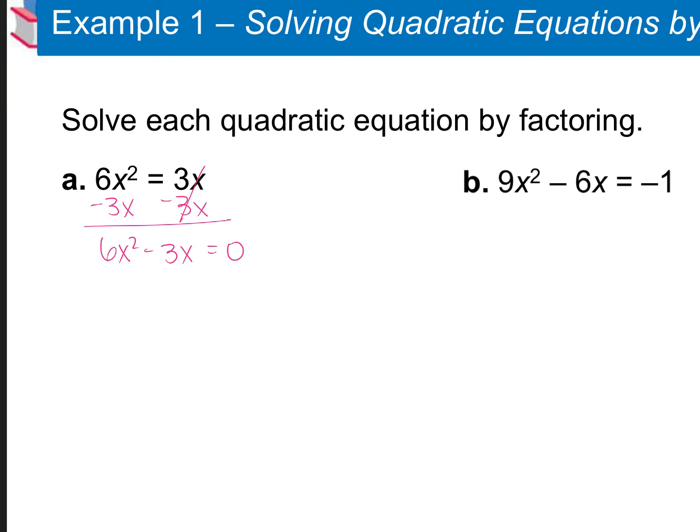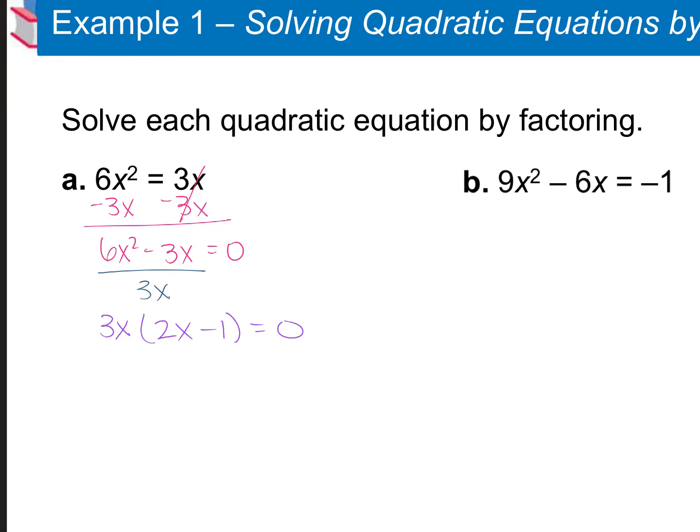Well, they have a greatest common factor. So you're going to look to see what their greatest common factor is and factor that out. Their greatest common factor is 3x, so we're going to factor out the 3x to give us 3x times 2x minus 1 is equal to 0. You are completely factored from this point. So when you are completely factored, you are going to set each part equal to 0 and solve.